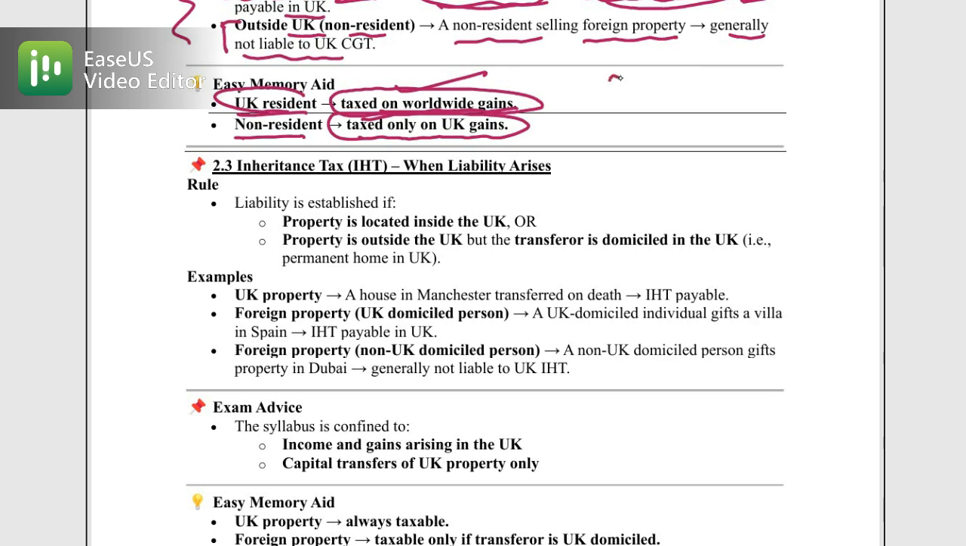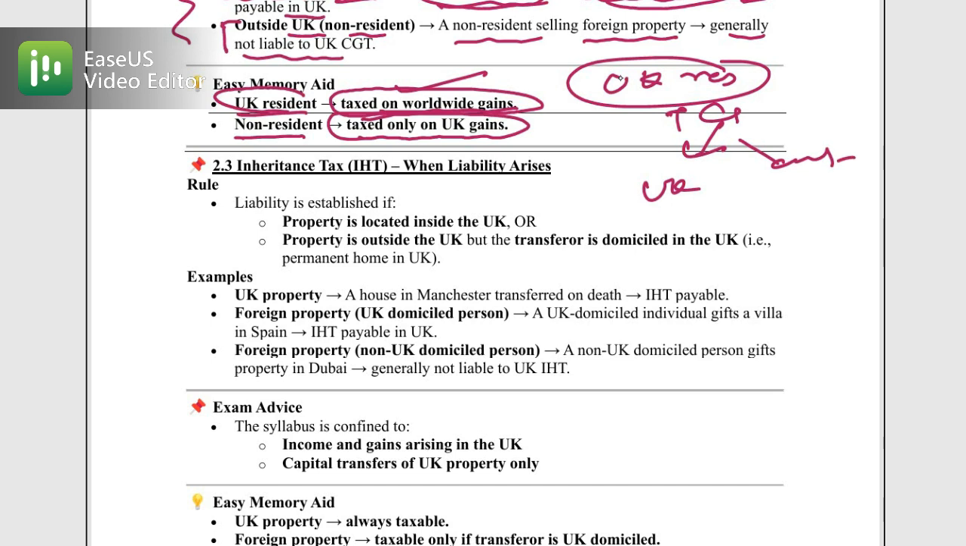The first one is, if you are a UK resident, then you will have to pay CGT on all gains, whether you are earning them from the UK or outside. But if you are not a resident of the UK, then you will only have to pay CGT on those gains which arise inside the UK. Fine.